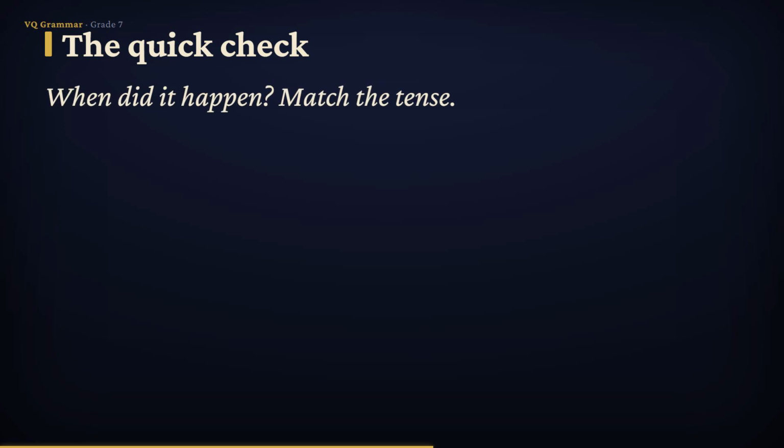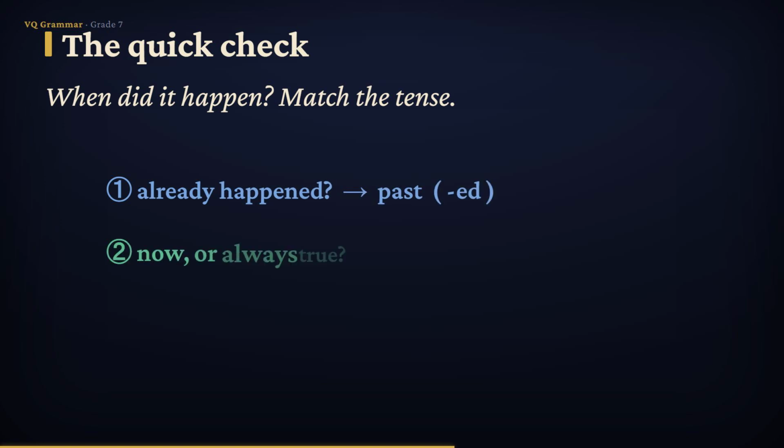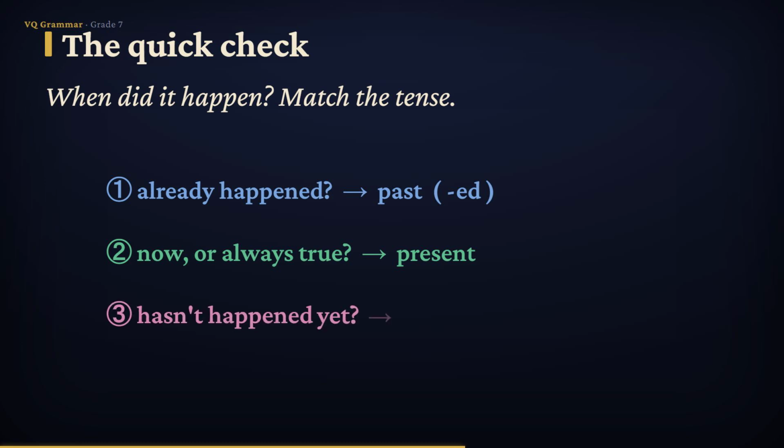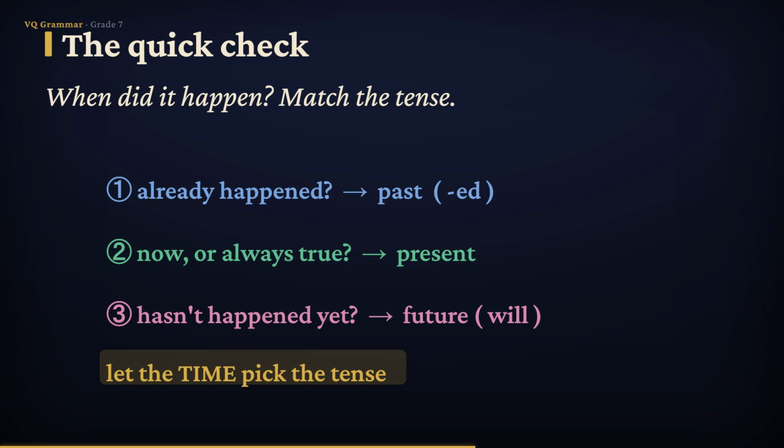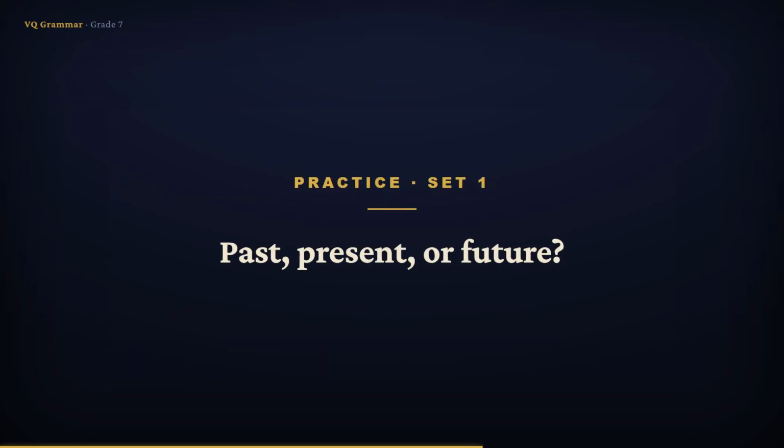Let's boil it down to a quick check you can run on any verb. Ask one question. When does the action happen? If it already happened, use the past tense with ed. If it's happening now, or it's always true, use the present tense. And if it hasn't happened yet, use the future tense with will. Just let the time pick the tense. Ready to practice together? Let's practice.